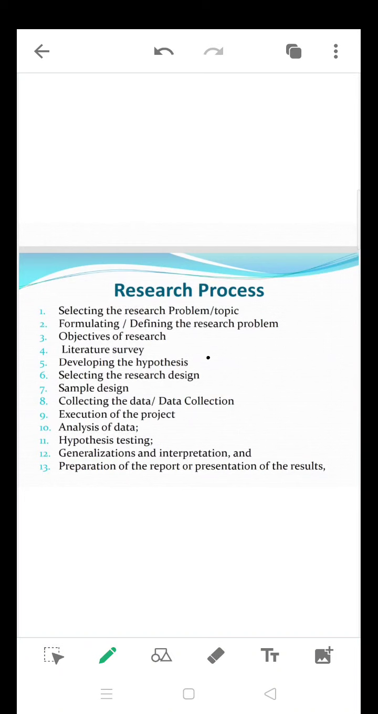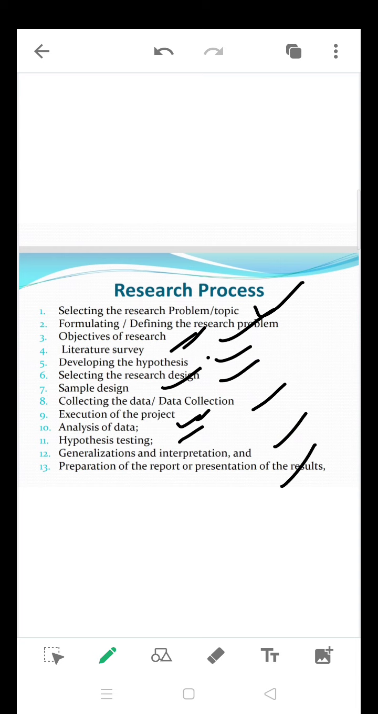As I told you, there are a number of steps to follow in a research process. Selecting the research problem, formulating or defining the research problem, objectives of research, literature survey, developing hypothesis, selecting research design, sampling design, collection of data, execution of the project, analysis of data, hypothesis testing, generalization and interpretation, preparation of the report or presentation of the result. These are the major, usually standard steps that you use in a research process.